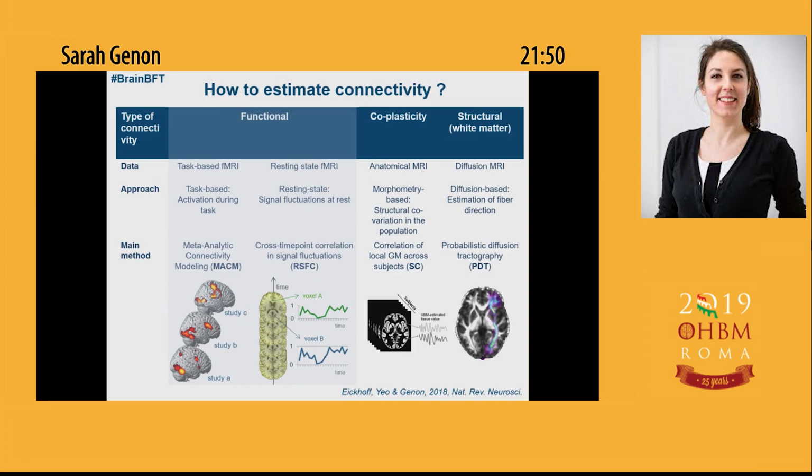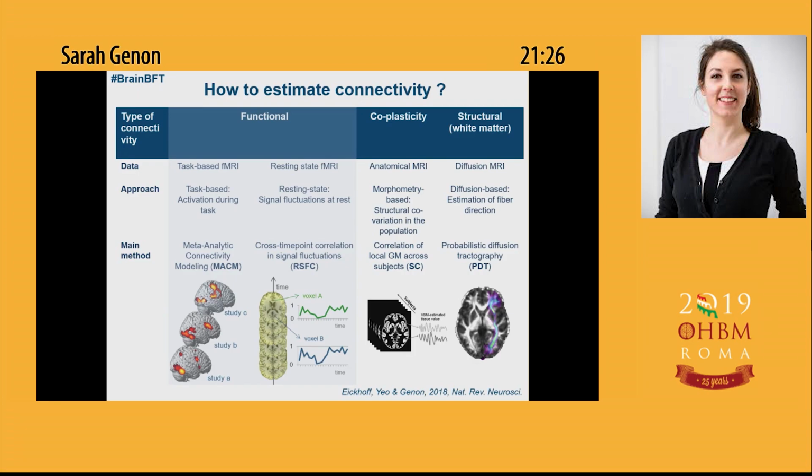But we can also look at functional connectivity, in terms of statistical dependencies in the brain signal between brain regions. The most popular approach is resting state functional connectivity. However, we can also look at functional connectivity during active tasks, when there is a behavioral constraint.